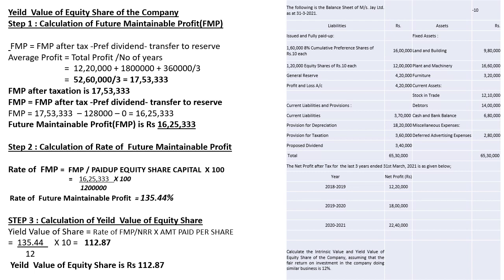Transfer to reserve is not given in the problem sum, so we will consider it as 0. So FMP equals FMP after tax, that is 17,53,333, minus preference dividend, that is 8% of 16 lakhs, 1,28,000, minus 0. When you calculate all this, you will get your FMP as 16,25,333. This is the answer of step number 1, that is FMP equals 16,25,333.